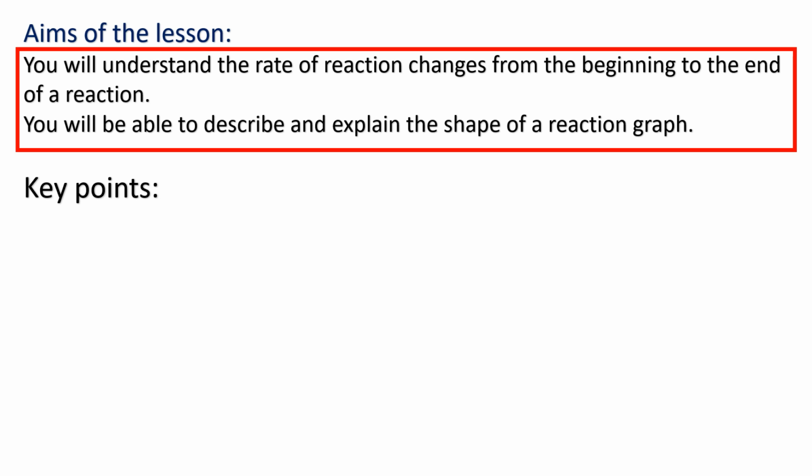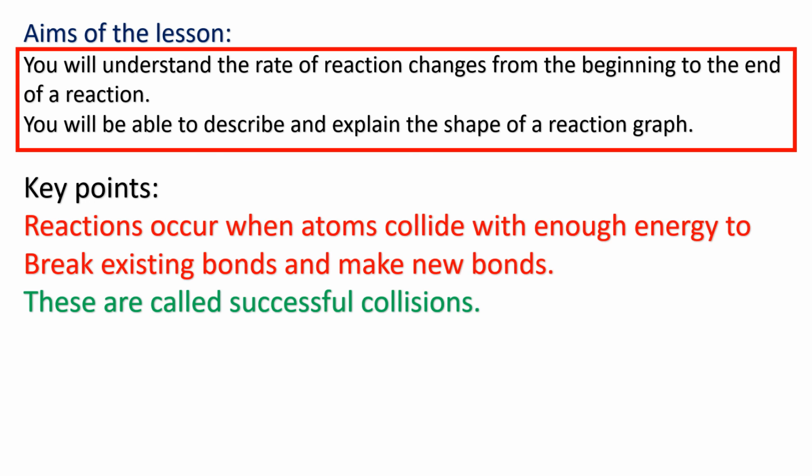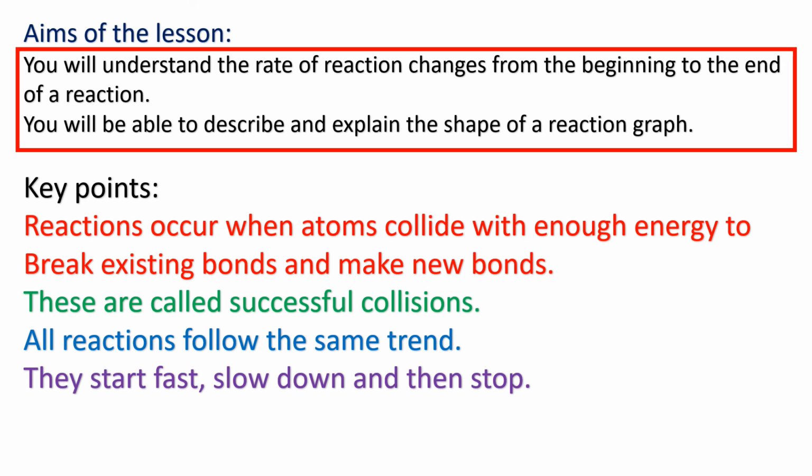Okay, so what are the key points I want you to take away from this lesson? Well, first of all, reactions occur when atoms collide with enough energy to break any existing bonds and to make new bonds. And these are called successful collisions. If you're not talking about successful collisions, you will not get the mark. All reactions follow the same trend where the reaction is fast at the beginning, then it slows down, and then it stops. There you go.